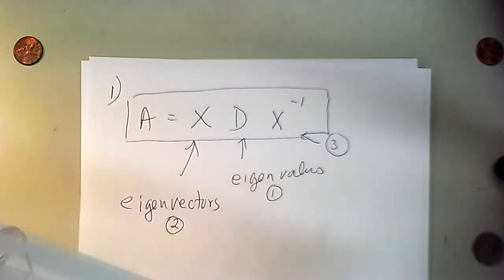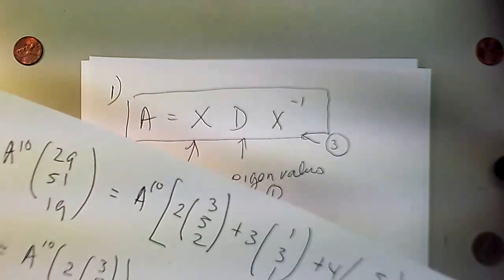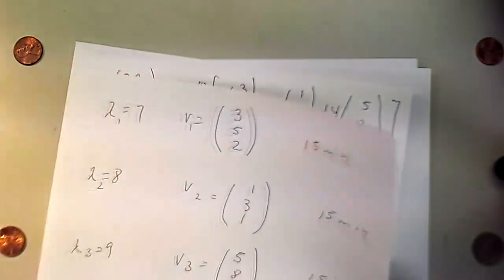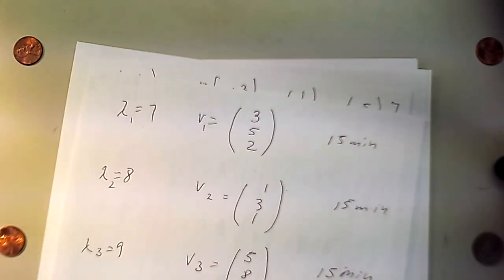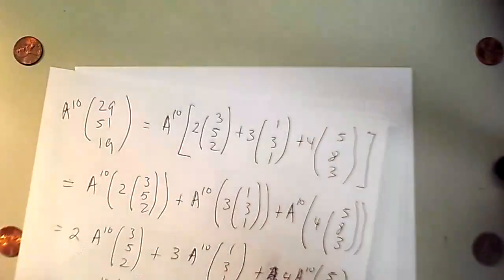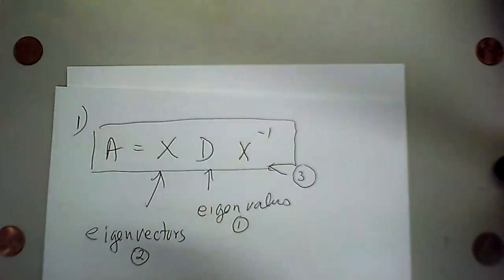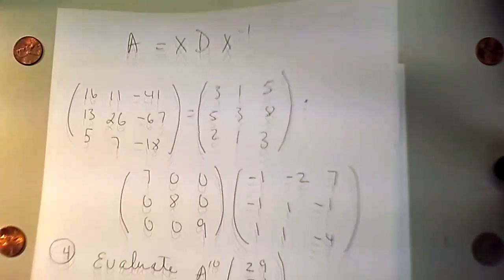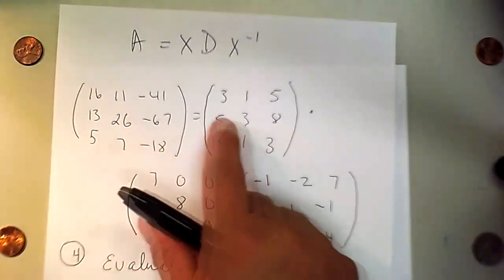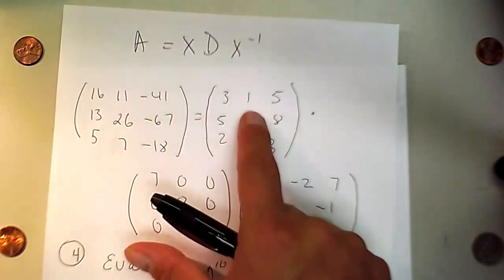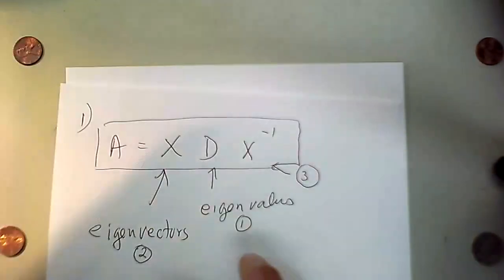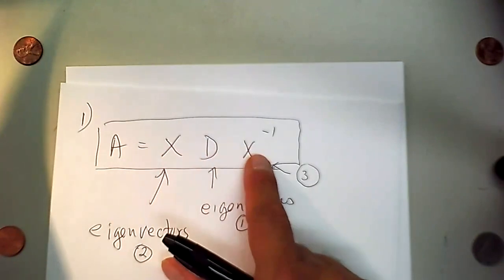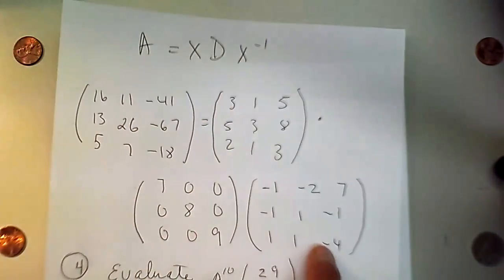Oh, too far back. I have to find it. Oh, I see. It's right here. Okay, so there it is: A = X D X inverse. So this is one solution.